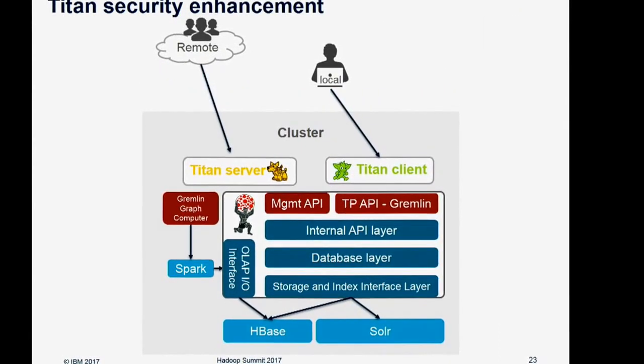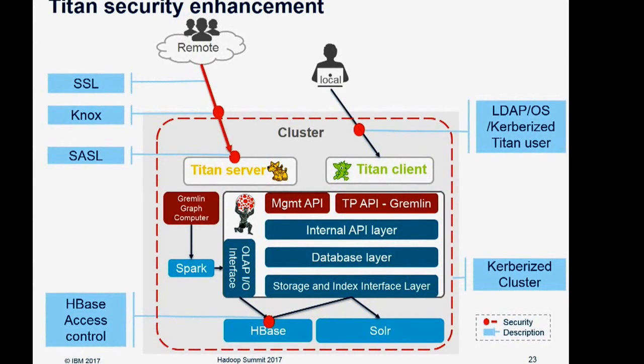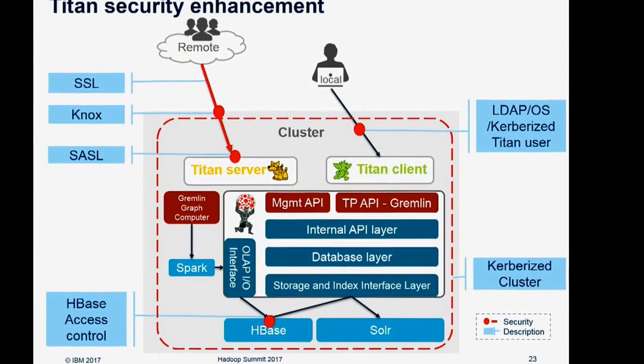Next is the security. We talked about security, and this diagram is just to give you a little more detail on the security enhancement. You can see the remote user, when it accesses the server or accesses through the service, you have SSL, which is taking care of the encryption. And then you have Knox, which takes care of the authentication and access control. Then you have SASL, which is another protocol for authentication and access control.